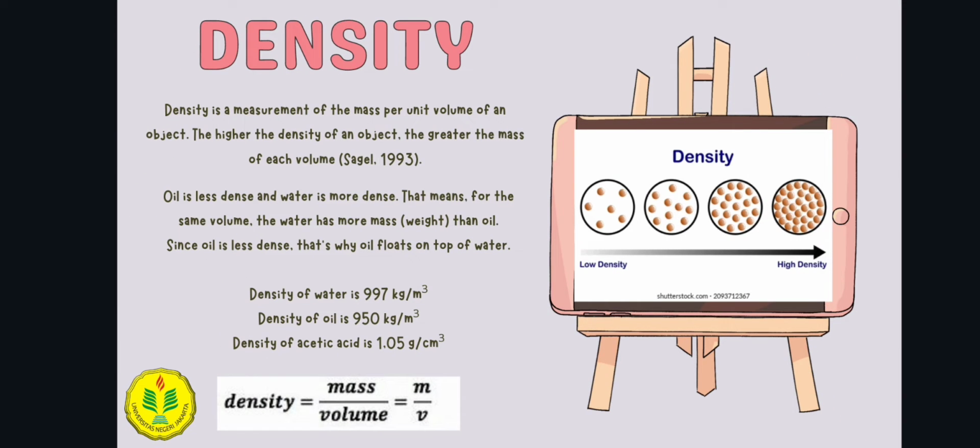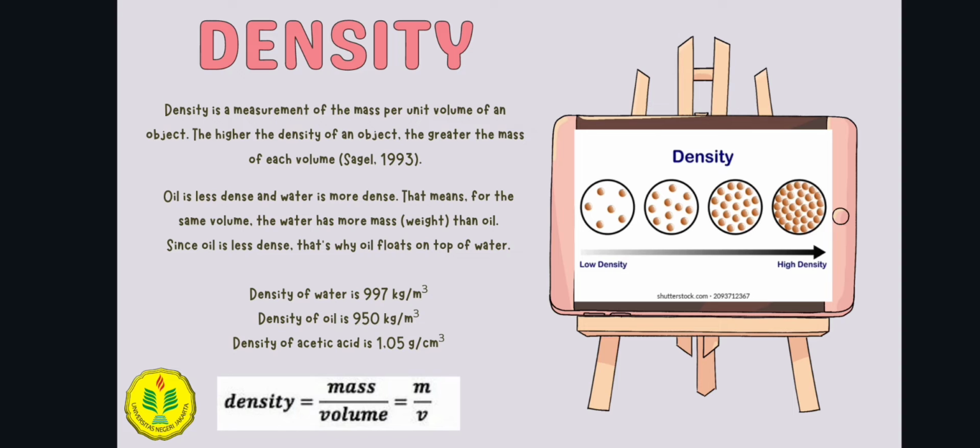Next, we have density. Density is a measurement of the mass per unit volume of an object. The higher the density of an object, the greater the mass of each volume. Oil is less dense and water is more dense. That means, for the same volume, water has more mass or weight than oil. Since oil is less dense, that's why oil floats on top of water.